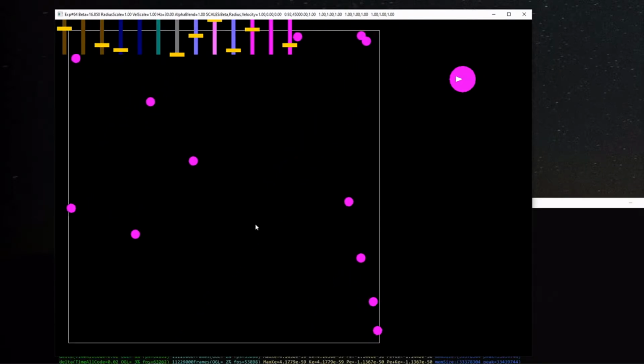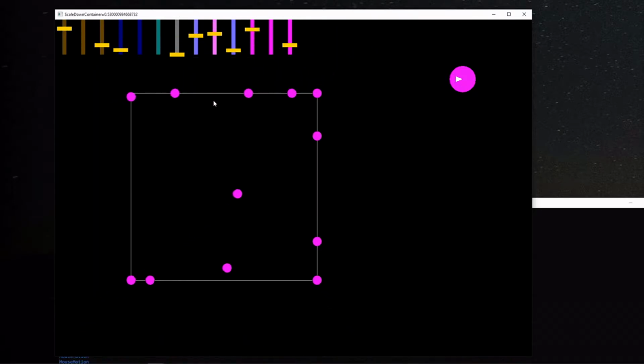12 protons, just for fun. You can see them repelling each other right there, right there, right there. There's one. Let's constrain them a little more.